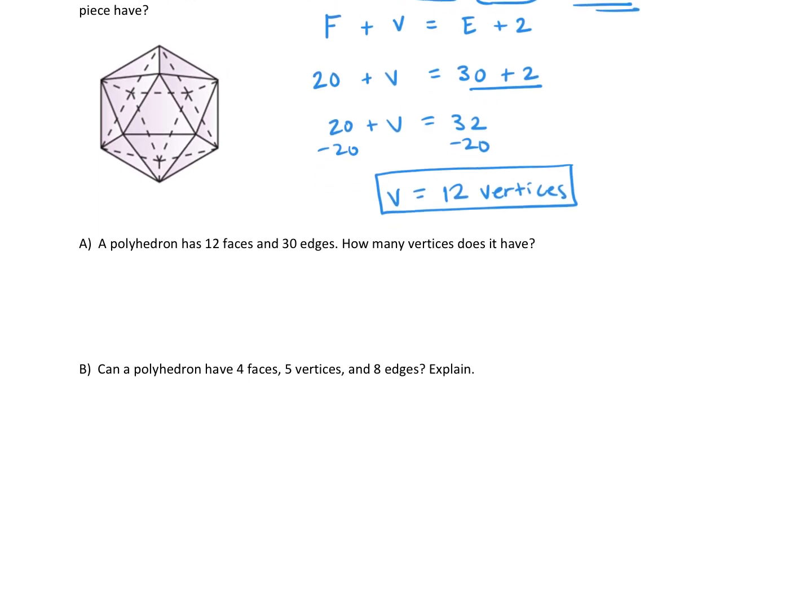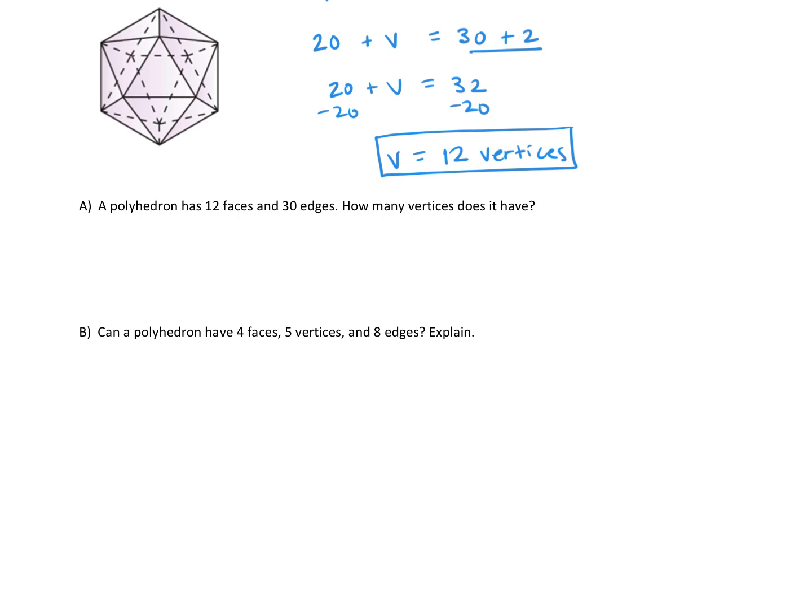All right, so now that we kind of see how this works, let's just try a couple more examples. Part A, a polyhedron has 12 faces and 30 edges. How many vertices does it have? Well, Euler's formula says the number of faces plus the number of vertices is equal to the number of edges plus 2. All right, they told us 12 faces plus, and then how many vertices? So now I know, just leave the V in there, equals, we've got 30 edges, so I'm going to substitute 30 in for E plus 2.